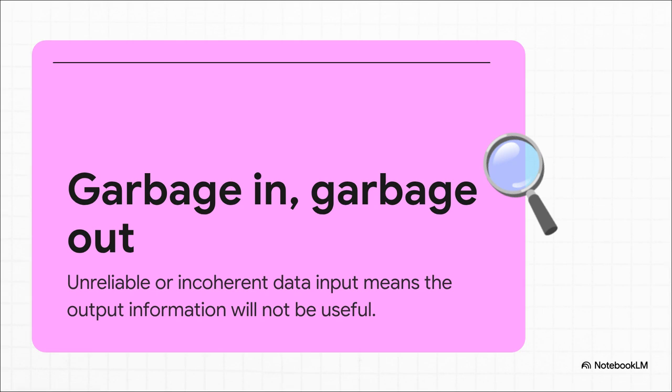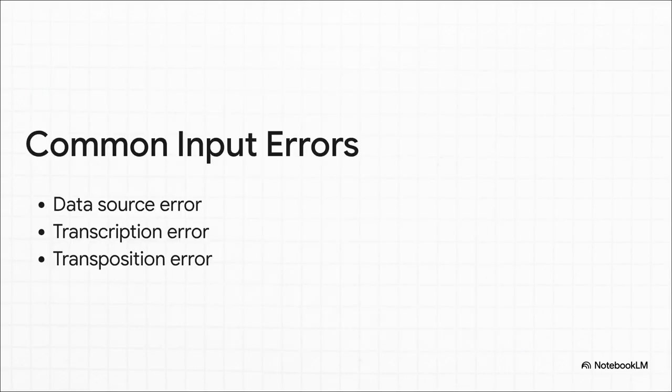The computer can only process exactly what we give it. And let's be honest, we feed computers bad data all the time. We're human, we make mistakes. First, you've got data source errors, like someone intentionally providing a fake email address. Then there are transcription errors, where data is just misread or mistyped. And finally, the transposition error. This one is so incredibly common. It's when you accidentally flip adjacent numbers around, instantly turning a standard $15 charge into a $51 nightmare.